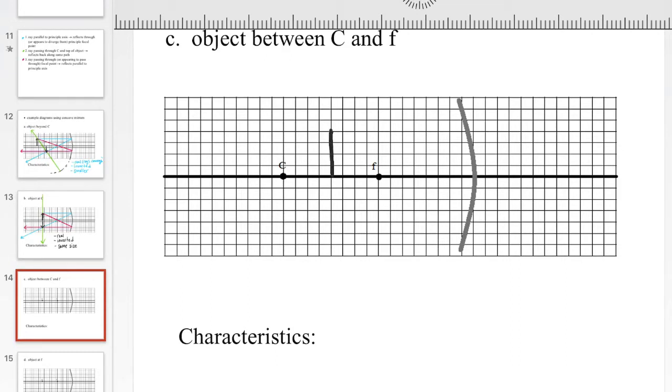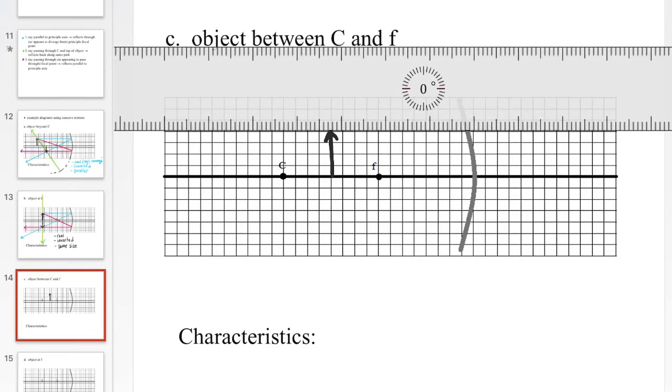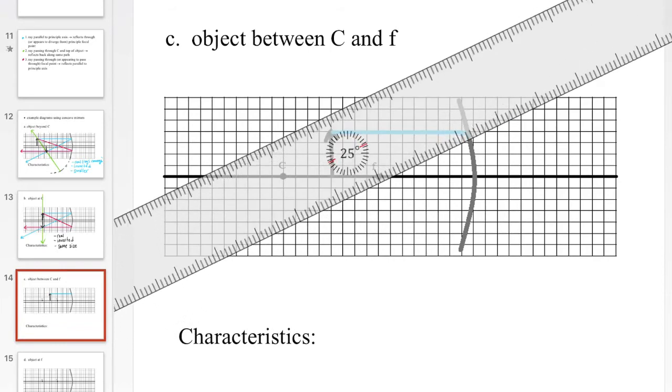Okay, next situation, what if we have an object between C and F? We'll say I have an object right there. Okay, so again, I need my 3 light rays and how those are working. So the first one, parallel to the principal axis, hits the mirror, and then bounces off and goes through the focal point.